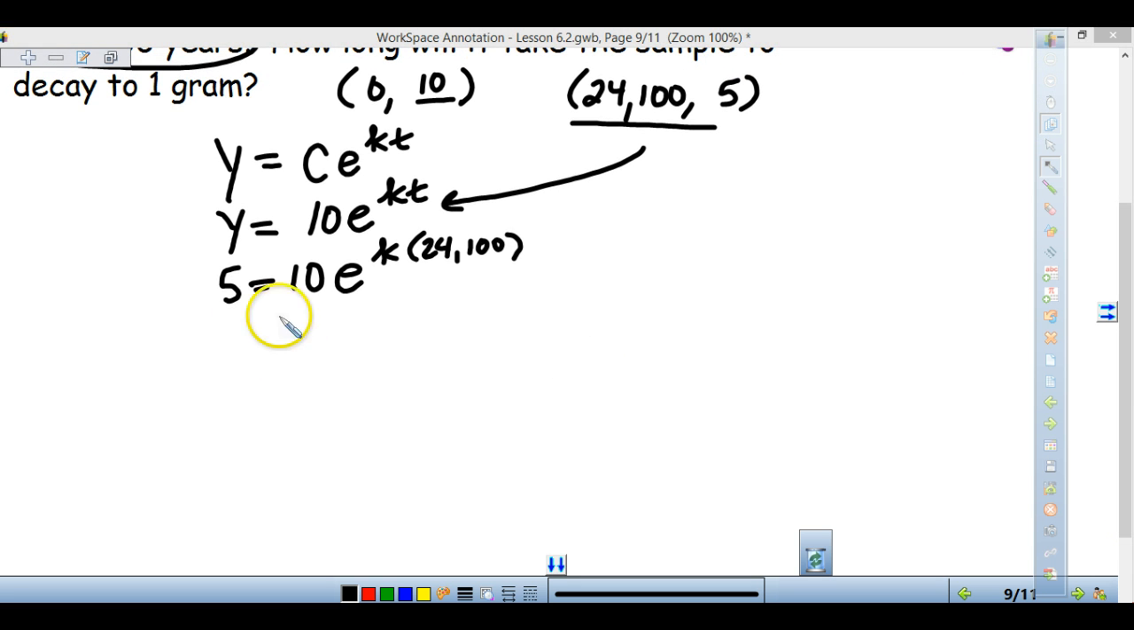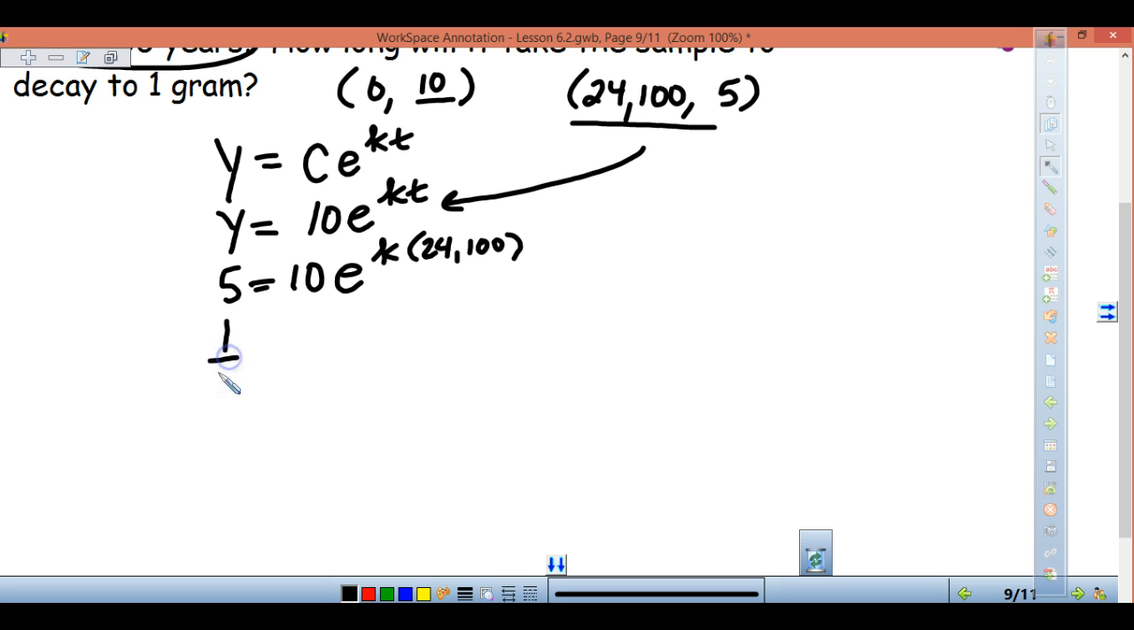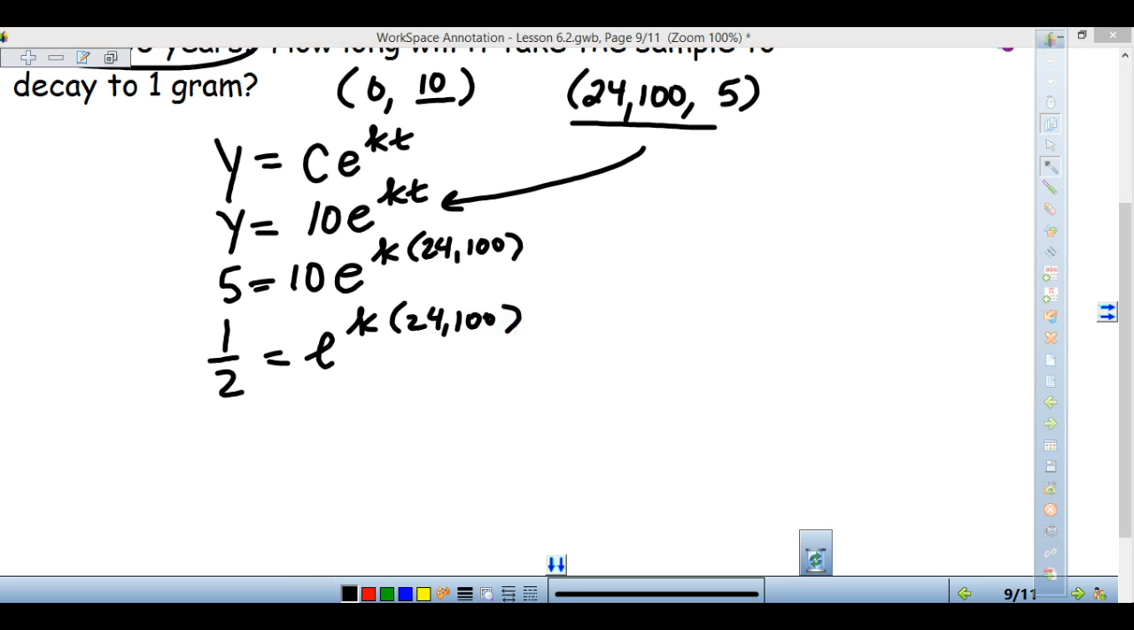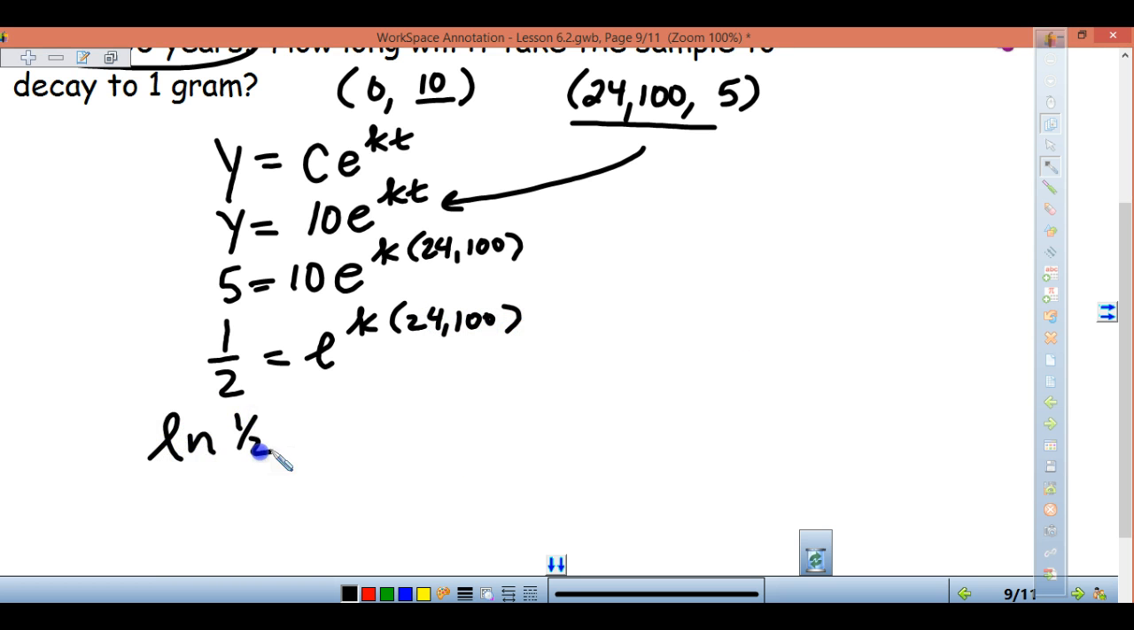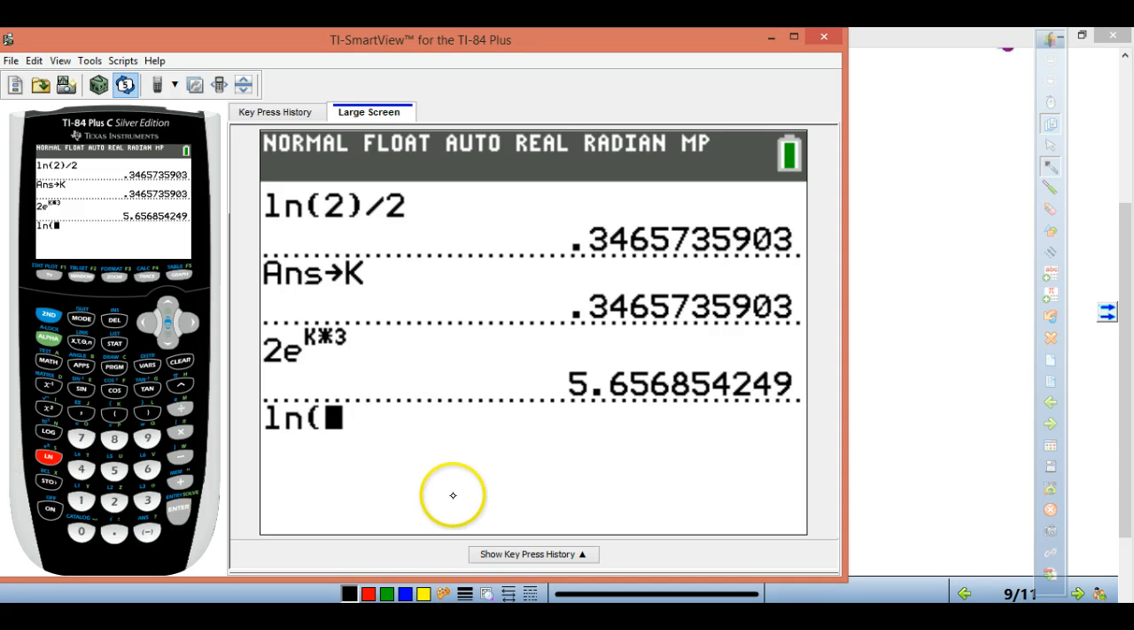So if I want to solve for k, I need to divide by 10. So 5 divided by 10 is 1/2. And then I would natural log both sides, so natural log of 1/2. And then to get k by itself, I would divide by 24,100. I want to go ahead and store that value as k in my calculator for future calculations. So natural log of 1/2 divided by 24,100.